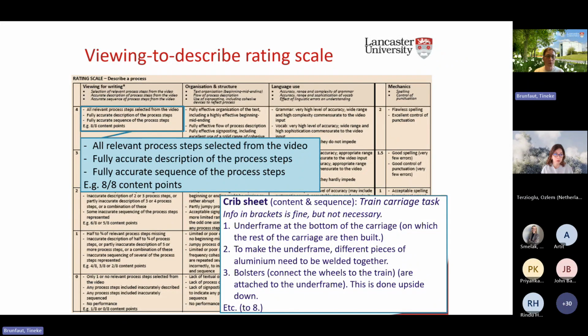And to help that, we also developed a crib sheet that listed for each task what those 8 content points were. So the underframe is at the bottom of the carriage. To make it, you need to weld aluminium together. Then there's bolsters and so on. So we had those listed very clearly.